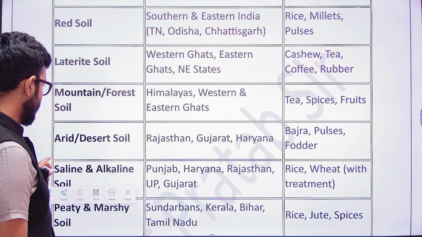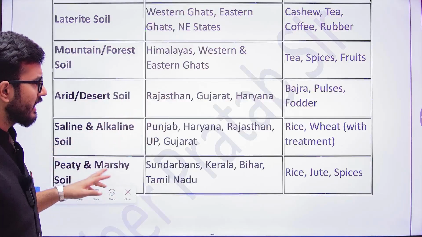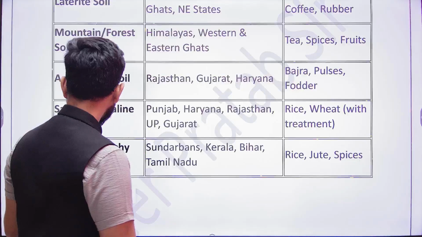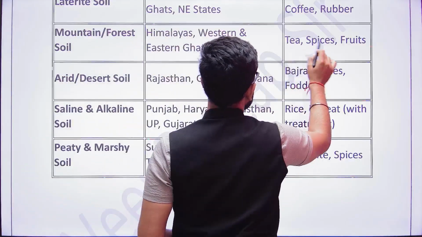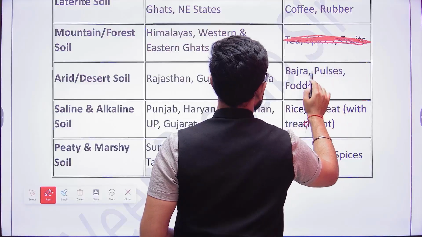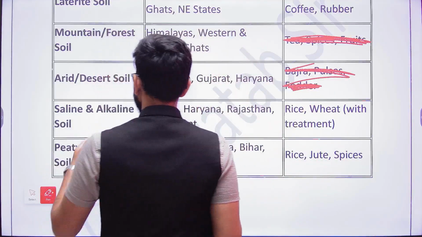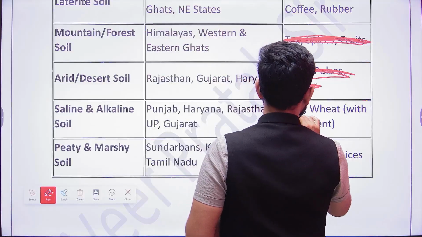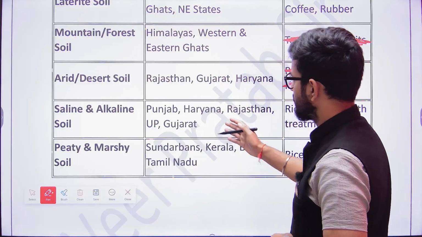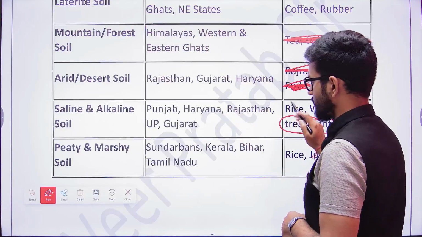Then there is the arid or the desert soil, the ones found in the arid areas. Here generally nothing is cultivable. So you just eliminate this, you just cut this up. Then saline and alkaline soils, they are found in these states, and you can generally cultivate things with treatment.